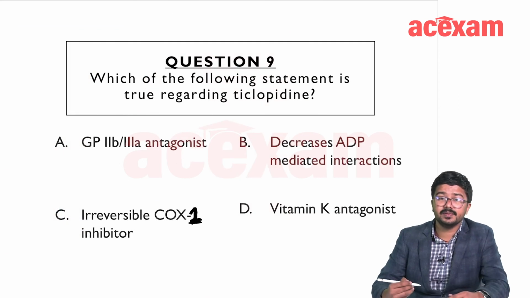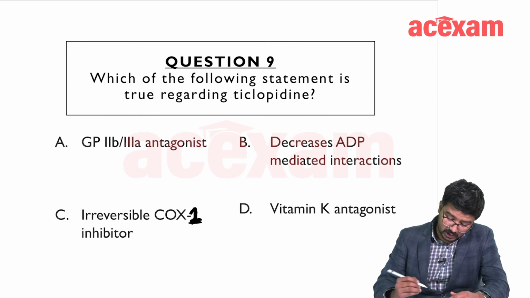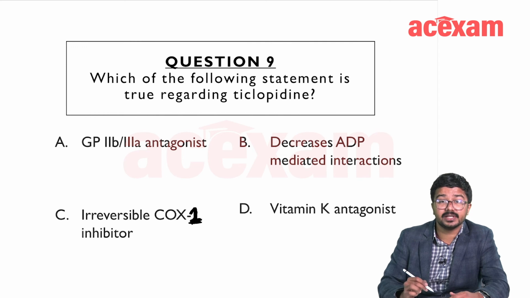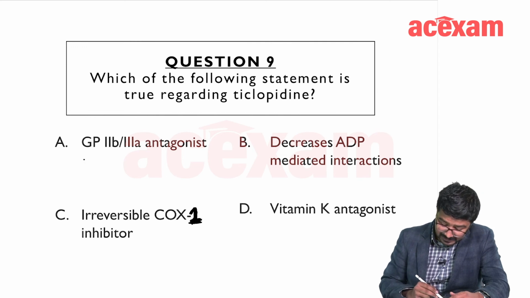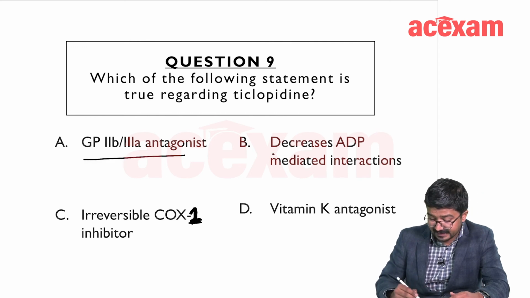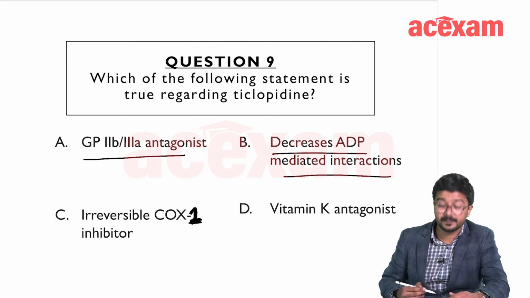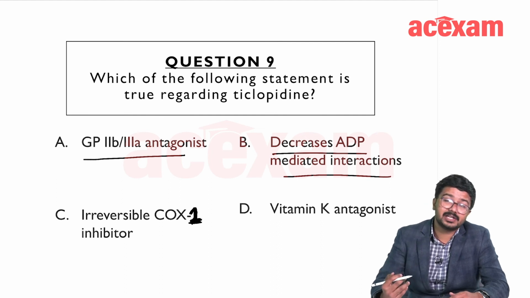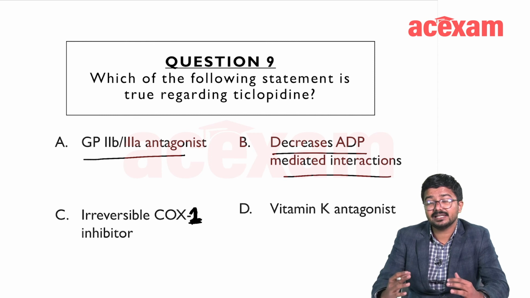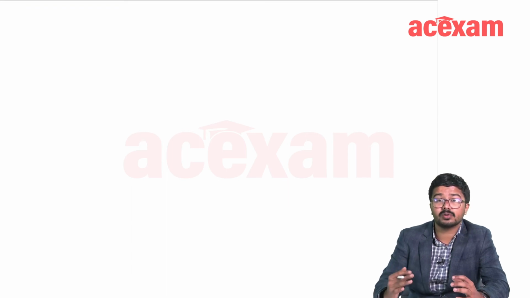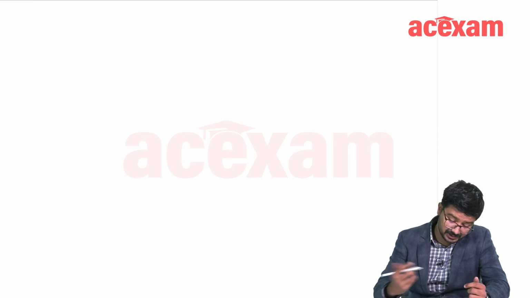Let's go to the next question, which is question number 9. Question number 9 reads as, which of the following statements is true regarding ticlopidine? Whether it is a GP2B3A antagonist, whether it decreases ADP mediated interactions, whether it is an irreversible COX-1 inhibitor, or whether it is a vitamin K antagonist. So, in order to understand this question, let us first understand the mechanism of action of different antiplatelet agents, starting with the physiology of normal platelet adhesion and aggregation.